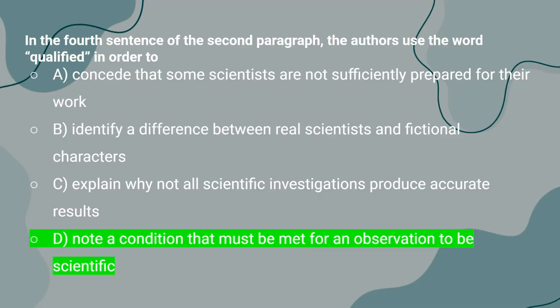And the reason why is because denotative, it's really going to work in all four answer contexts. Qualified makes sense that they're not sufficient, that they're fictional versus real. Not all produce accurate results. However, it doesn't make sense connotatively. Connotatively, qualified is saying it's scientific, that only qualified scientists can have scientific outcomes, or only real scientists can have those good scientific results.